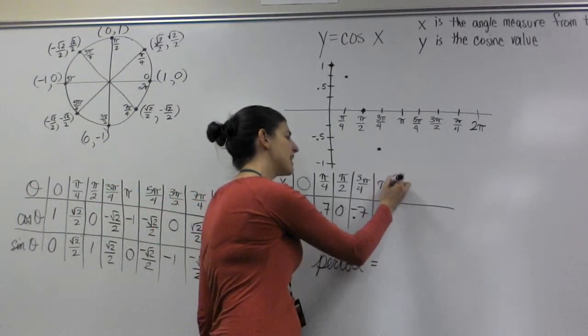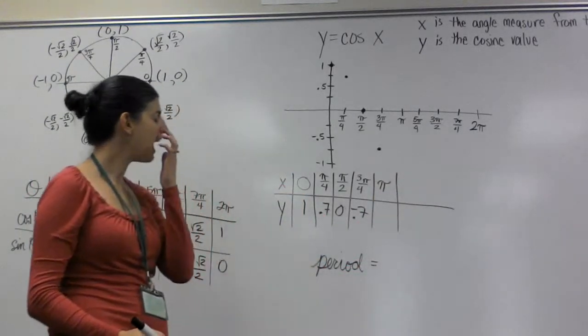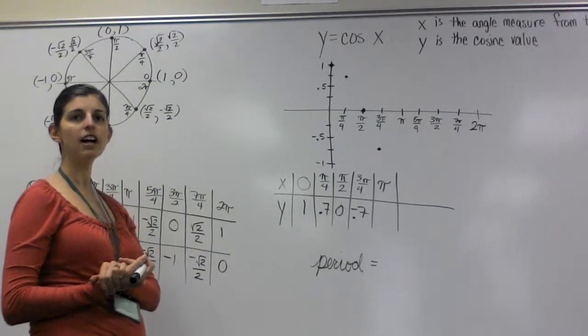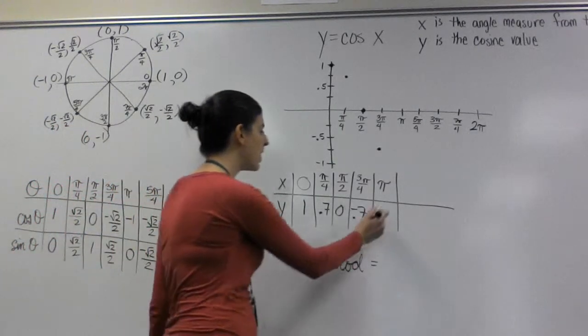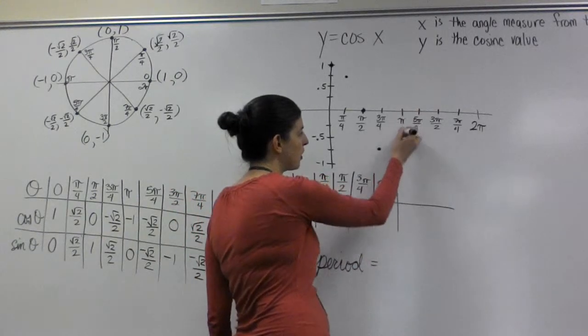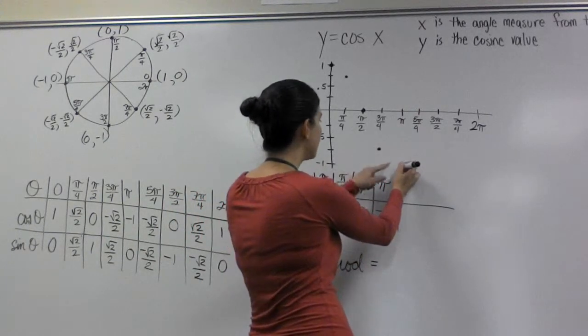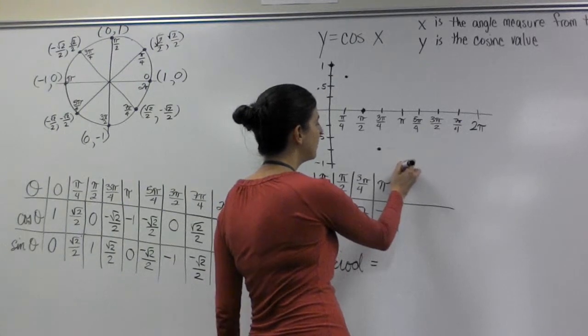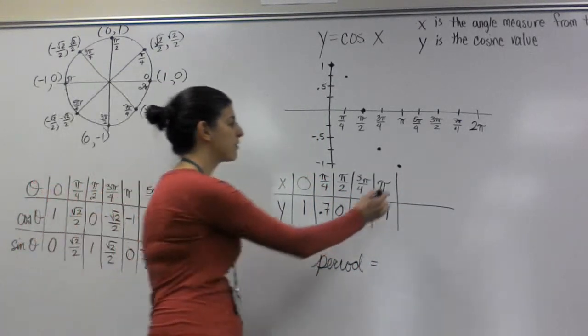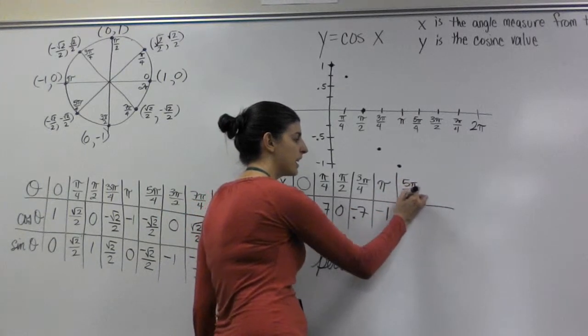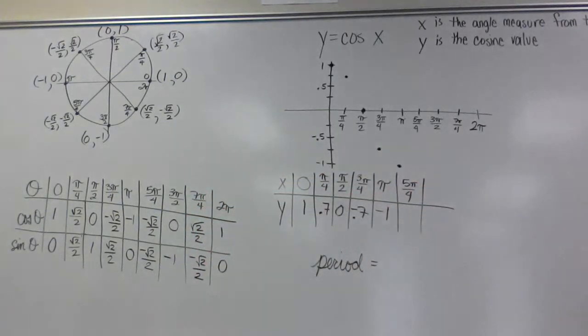Pi is my next angle increment. Pi gives me a cosine value of what? -1, very good. So your cosine value now is as low as it will possibly go. It's right there, okay? 5 pi over 4 gives me what for a cosine value? -0.7.